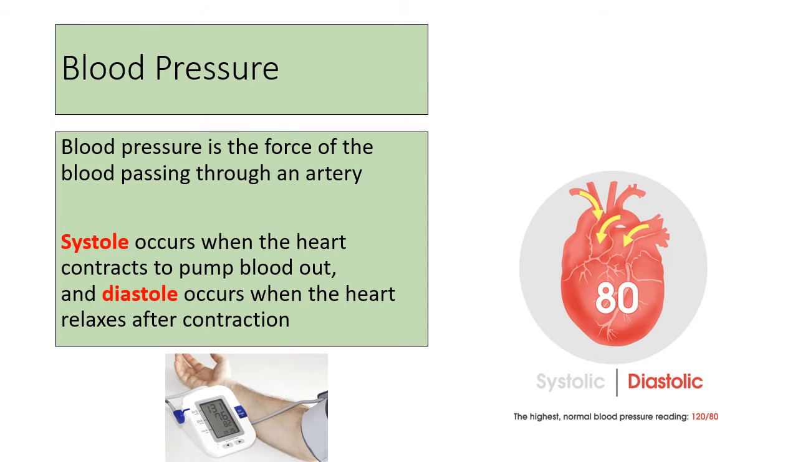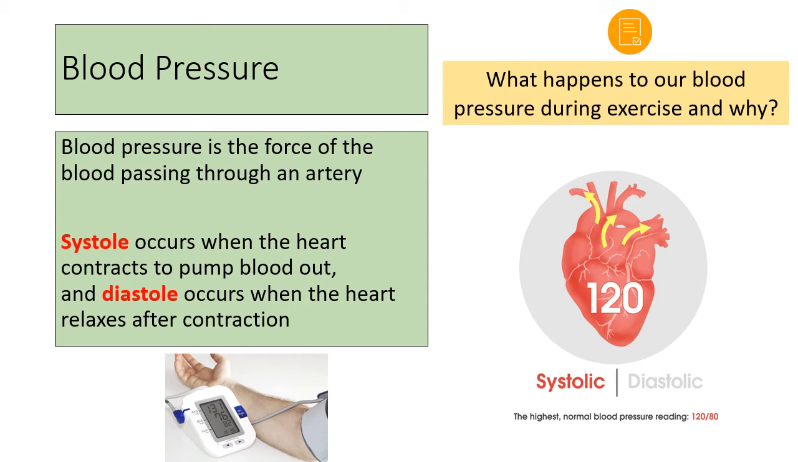So when the heart contracts and it pumps blood to the working muscles away from the heart, it's obviously working, it's pumping it out, and that number is always going to be higher compared to the diastolic. The diastolic is when the heart is relaxing and blood is coming back to the heart. As it says there, systole occurs when the heart contracts and it pumps out the blood, as I just mentioned, and diastole occurs when the heart relaxes after contraction.